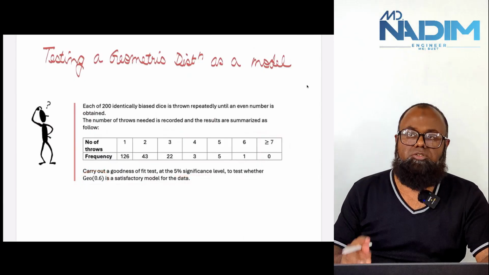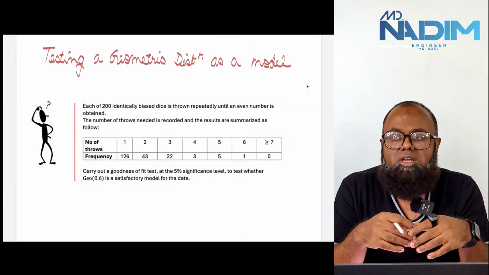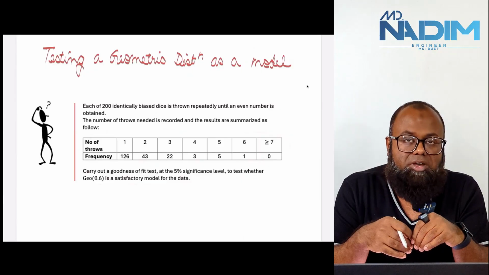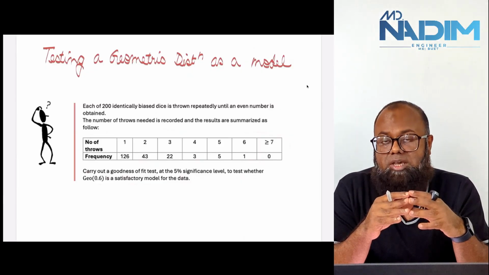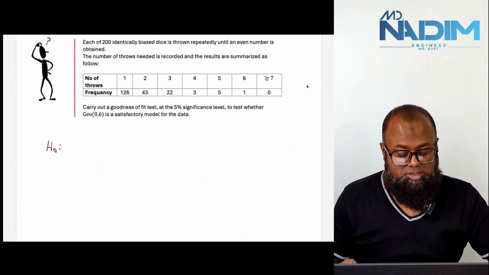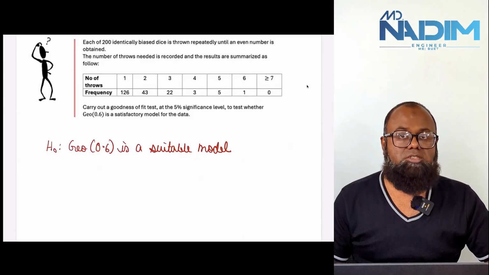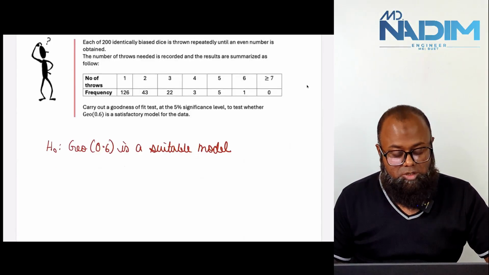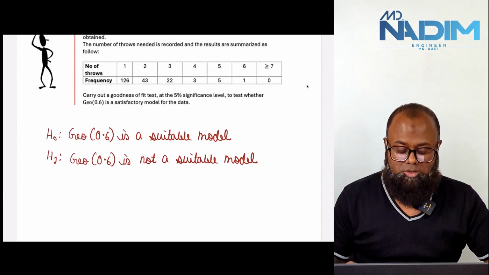So, your first task of any goodness of fit test is to define the null hypothesis and alternative hypothesis. Remember, marks are allotted for this step. So, the null hypothesis is that the geometric distribution is a suitable model, or we will write, is a good fit. Alternative hypothesis, geometric distribution is not a suitable model.